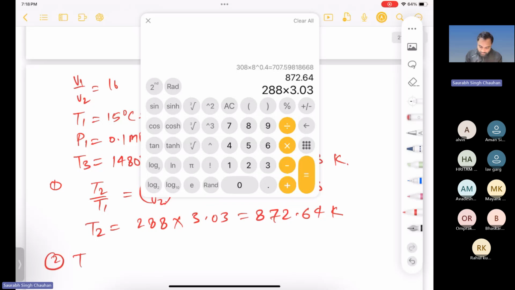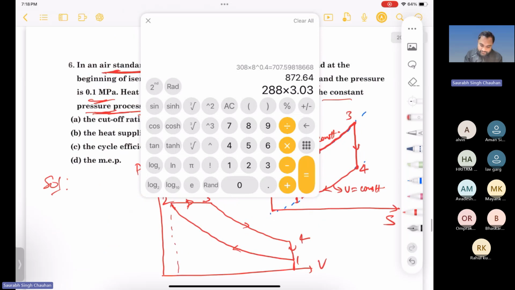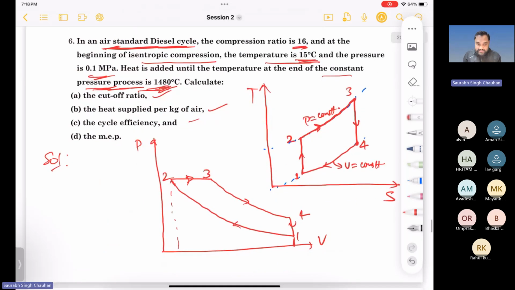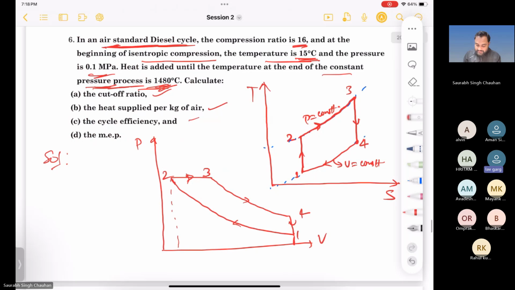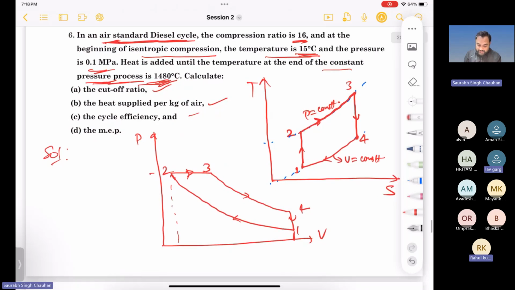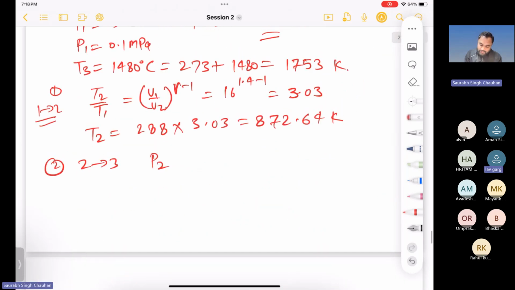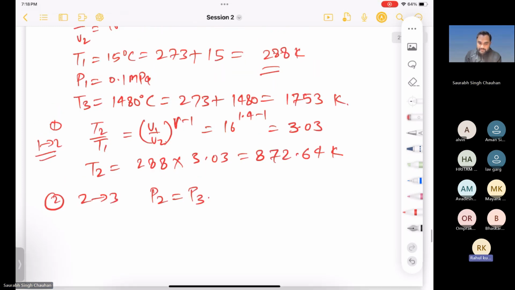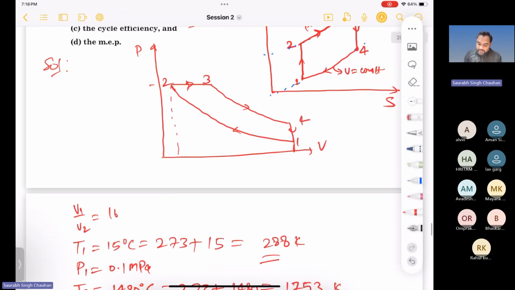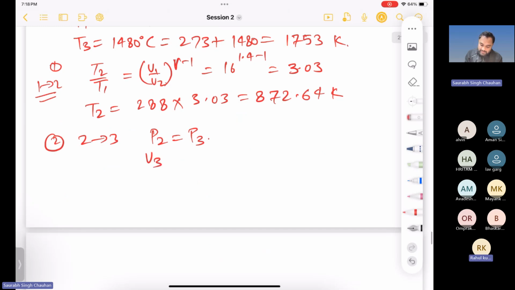This was 1 to 2. Now let us go to 2 to 3. It is constant pressure, right? So P2 is equal to P3. And V3 by V2 is called the cutoff ratio, right? And we have to find the cutoff ratio.